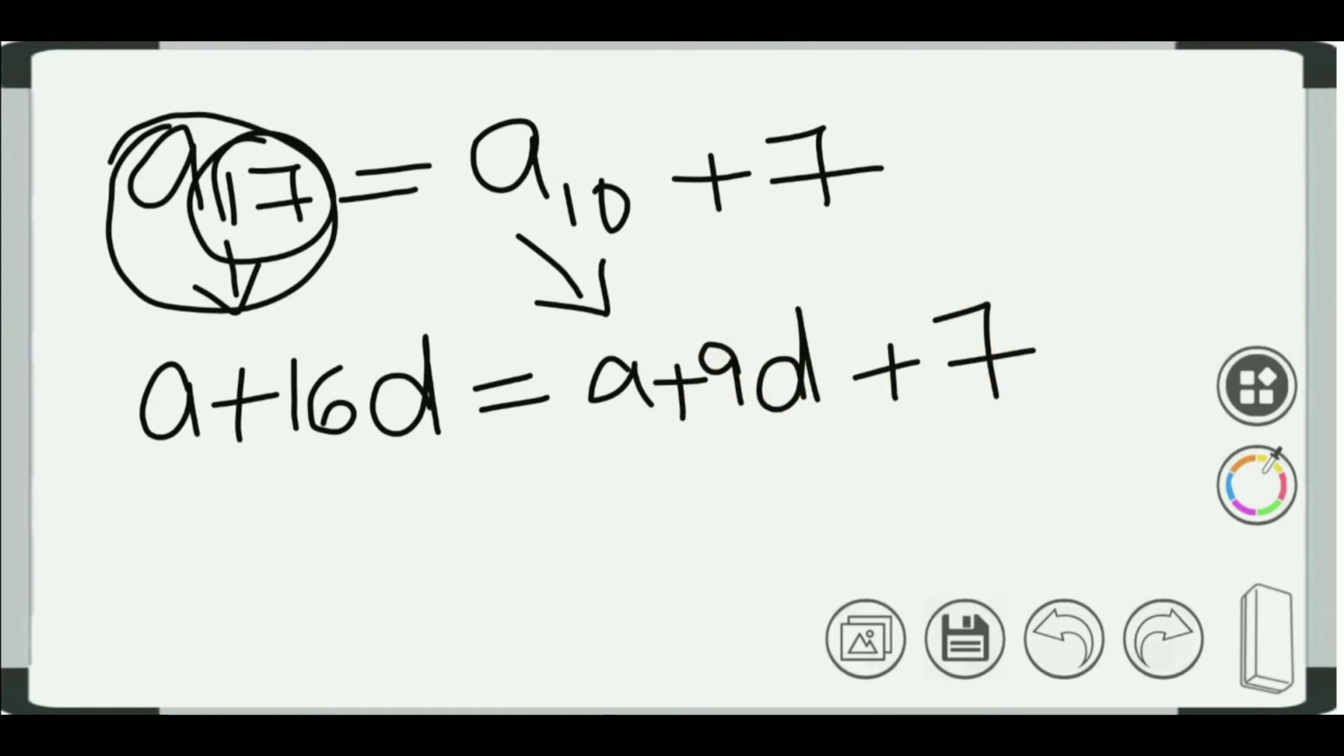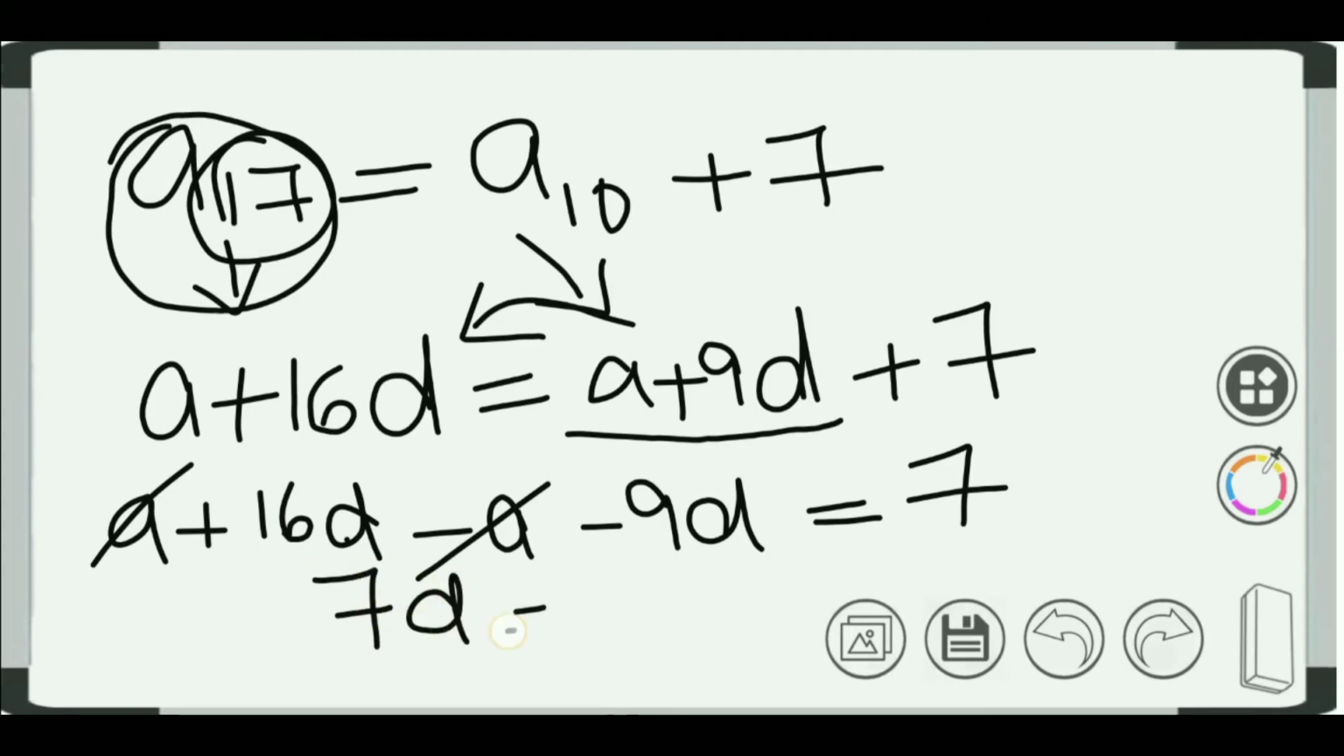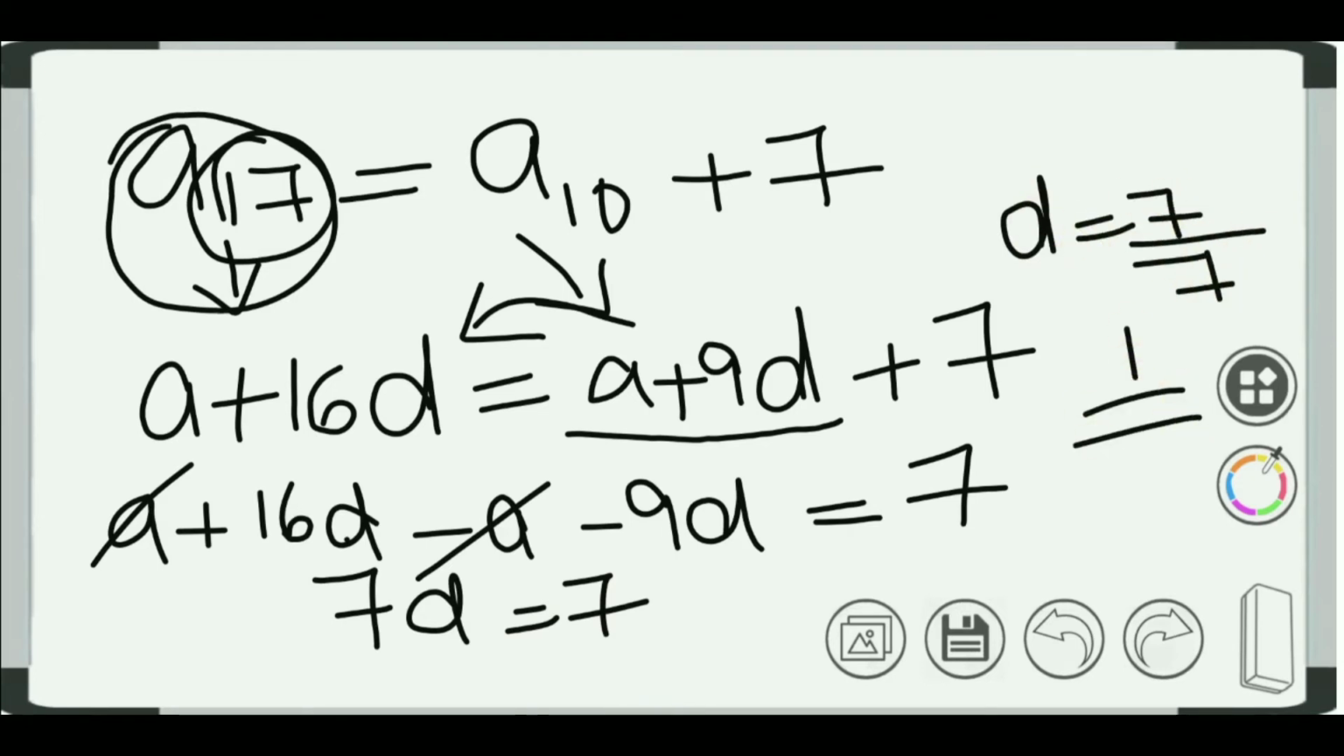Now I am taking this whole a plus 9d this side, so it will become negative. A plus 16d minus a minus 9d equal to 7. A minus a got cancelled. 16d minus 9d, 16 minus 9, 7. 7d equal to 7. Then what is d? D is equal to 7 divided by 7, which is equal to 1. So you got the common difference 1.